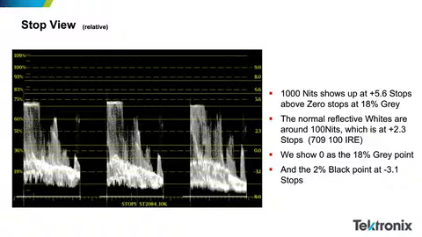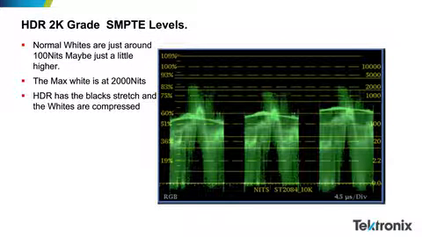This particular view right here is actually looking at a 2,000 nit grade. You can actually see the data is going up to 2,000 nits and no higher than that. And the white point is probably a little bit higher than the 51% at 100 nits in this particular scene here, but there's a lot of data going up to the 2,000 nit range.